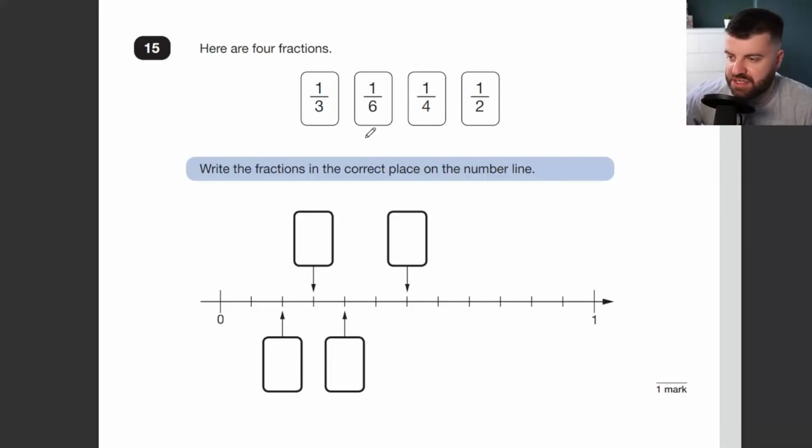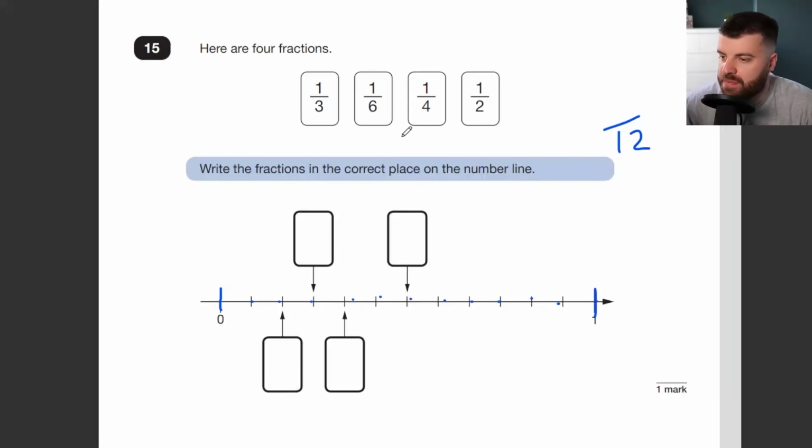Question 15. Here are 4 fractions, 1/3, 1/6, 1/4, and 1/2. Write the fractions in the correct place on the number line. Now this is almost like an equivalent fraction question. 0 to 1. First, you think about how many parts there are on this number line. So 1, 2, 3, 4, 5, 6, 7, 8, 9, 10, 11, 12. So this is out of 12.